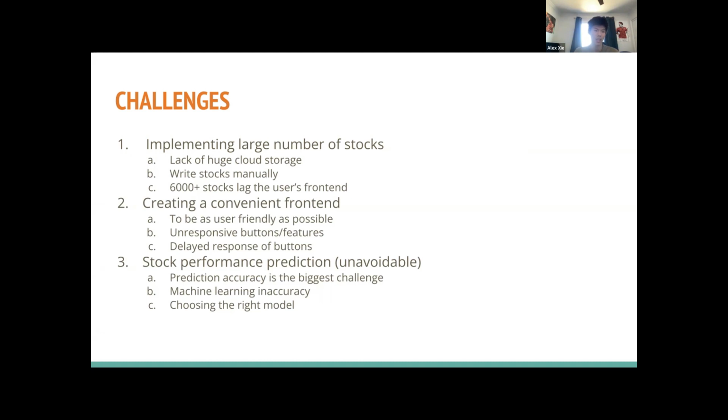But we're also constantly making software updates and checking for glitches and bugs to make sure that the app works perfectly. The third challenge is probably an unavoidable one. It's the performance of the prediction, how accurate it actually is at predicting a stock. As I said before, we use machine learning algorithms and machine learning graphs, and those are absolutely not perfect. So they're going to be inaccurate.